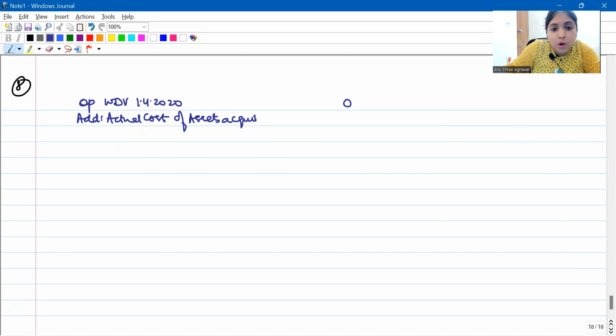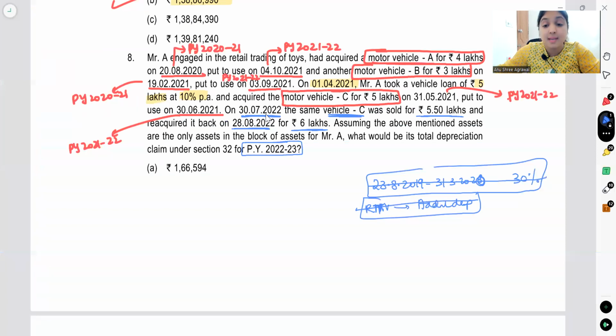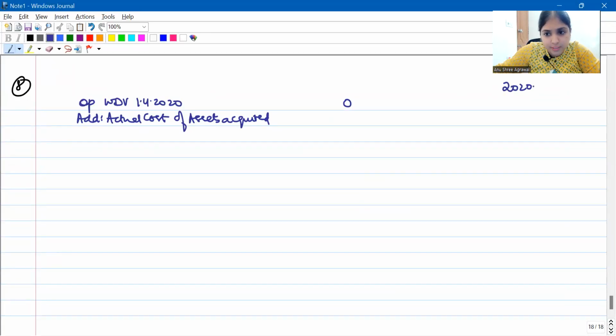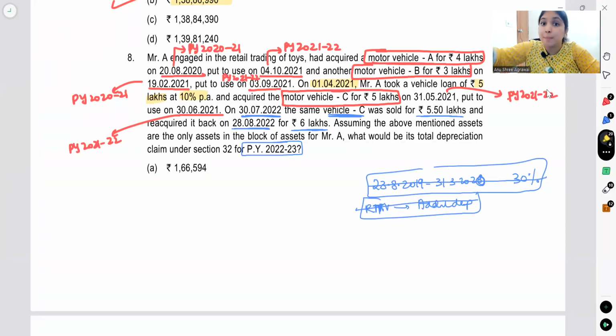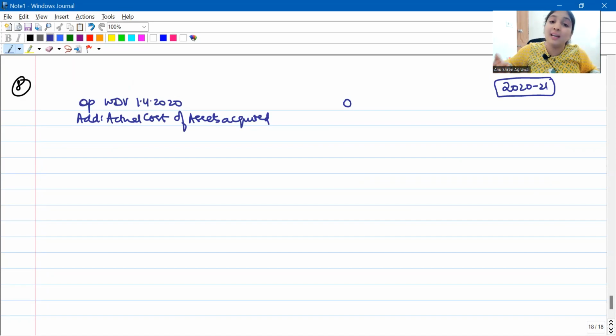Right? Now, did you acquire any asset during 2021? Yes. We acquired motor vehicle A. Even motor vehicle B we acquired in 2021. No doubt both the vehicles we did not put to use in the current year. Current year means I'm talking about 2021 first. In this year we did not put them to use. We are putting them to use only in 21-22. But it was acquired in 2021. It will enter the block. Okay, I will not claim depreciation, but it was acquired, so it will enter the block.